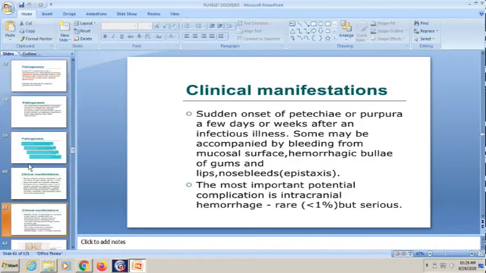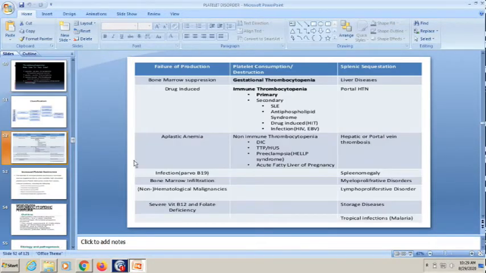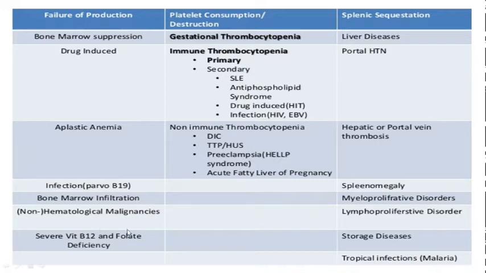So again, going back, we talked about how the most common cause of thrombocytopenia is either failure of production, increased platelet consumption, or splenic sequestration. Failure of production can be through bone marrow suppression, which can be drug induced, aplastic anemia, or infection like parvovirus B19, which is very commonly associated with aplastic anemia, or bone marrow infiltration, and then there can be malignancies or B12 or folate deficiency, which is very common in the normal population.